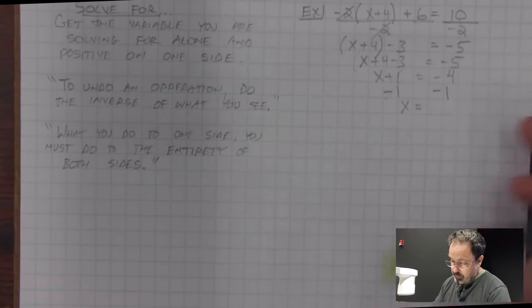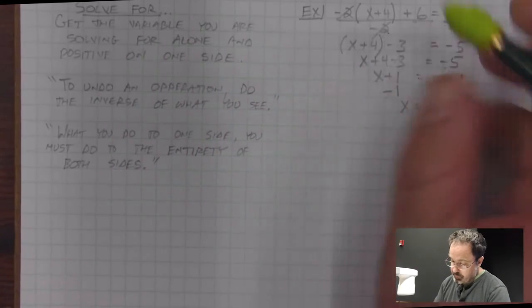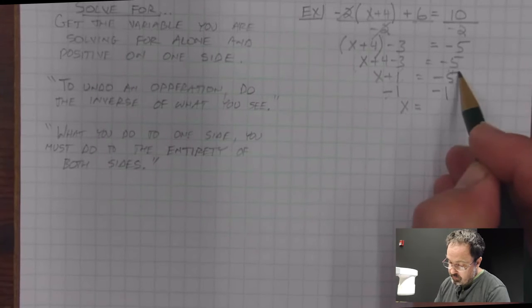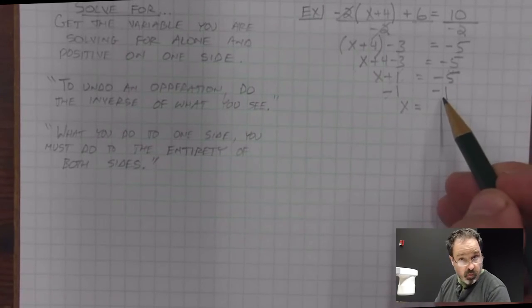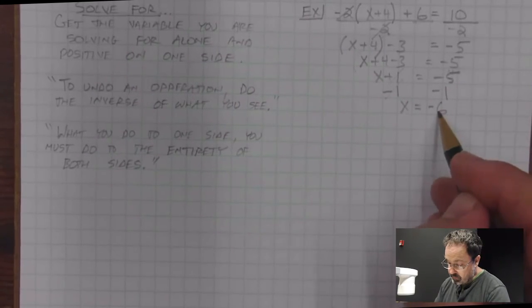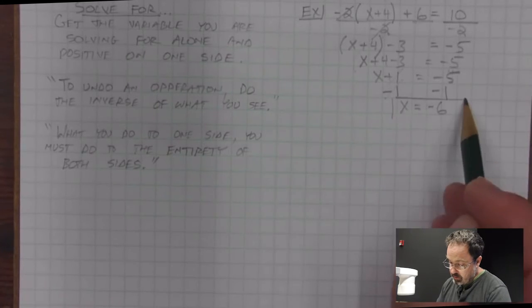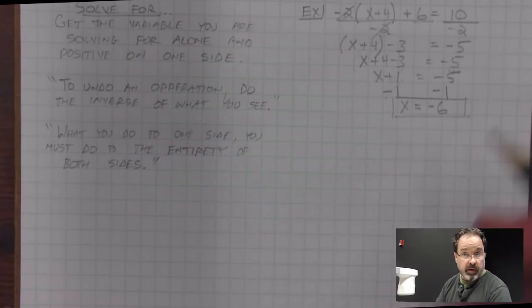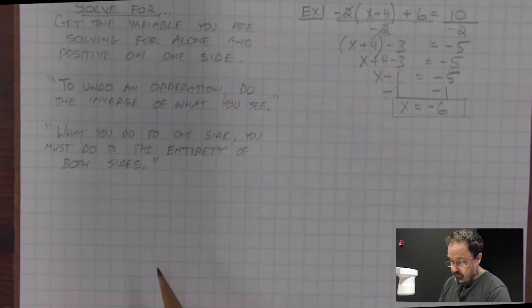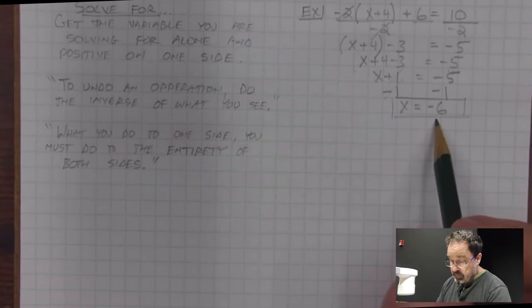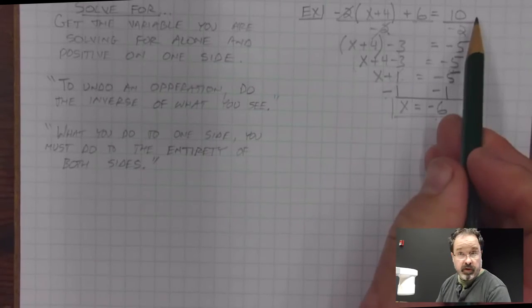A negative 4, I miswrote that. This was still a negative 5 in this step, and now I'm subtracting one more to make it a negative 6. It's a good idea to circle a final answer when you have a lot of work showing. Negative 6 is the solution to this equation.